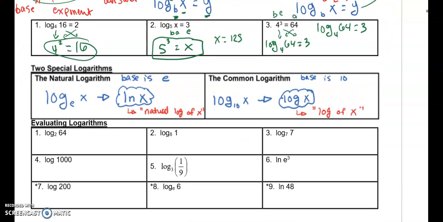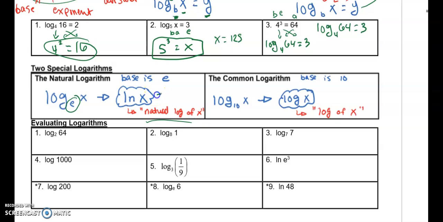Okay, so 2 special logarithms that we have. The natural logarithm, log base e of x. That's called our natural logarithm, anytime your base is e. A lot of times we shorthand this and we just call it ln of x. That stands for natural log. I guess it's like log natural. But ln x really means log base e of x, the natural log of x right here.